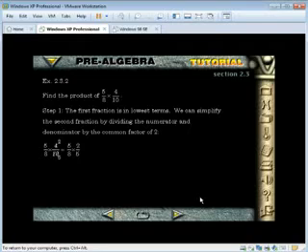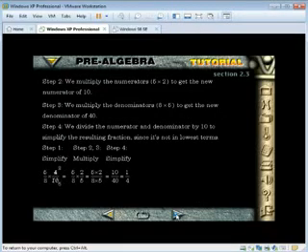Example 2.3.2. Find the product of 5/8 times 4/10. Step 1. The first fraction is in lowest terms. We can simplify the second fraction by dividing the numerator and denominator by the common factor of 2. Step 2. We multiply the numerators 5 times 2 to get the new numerator of 10. Step 3. We multiply the denominators 8 times 5 to get the new denominator of 40. Step 4. We divide the numerator and denominator by 10 to simplify the resulting fraction, since it's not in lowest terms.